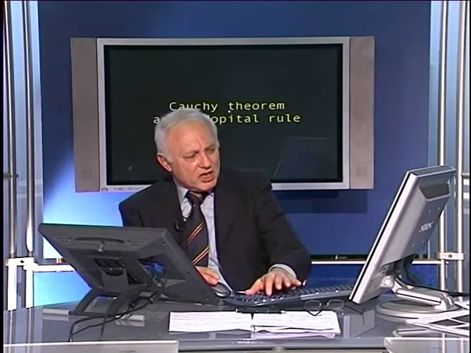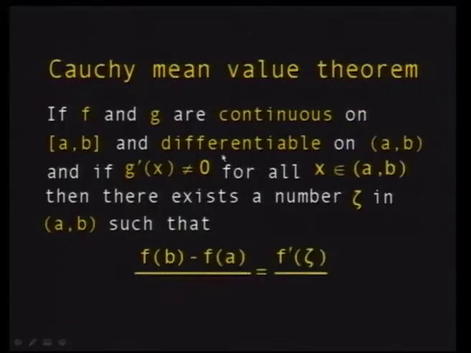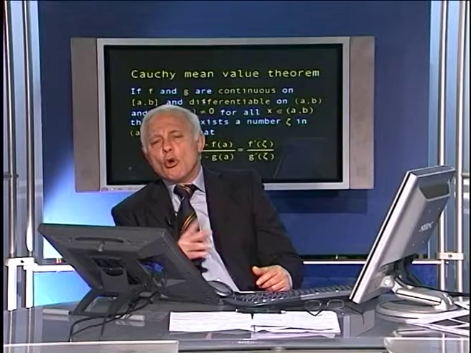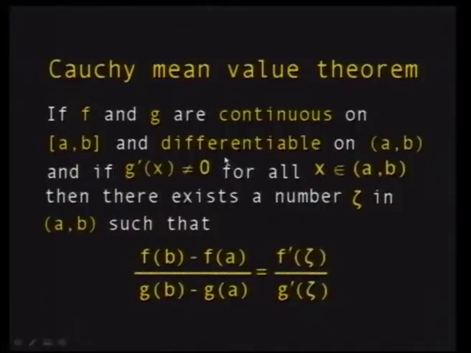What Cauchy arrived at is a theorem called the Cauchy mean value theorem, and in fact he's the one who also proved the first mean value theorem of our last lecture. The Cauchy mean value theorem tells you the following: if f and g are continuous on the closed interval [a,b] and differentiable on the open interval (a,b), and if g'(x) is not equal to 0 for all x in (a,b), then there exists a number zeta in (a,b) such that (f(b) - f(a)) / (g(b) - g(a)) = f'(zeta) / g'(zeta).